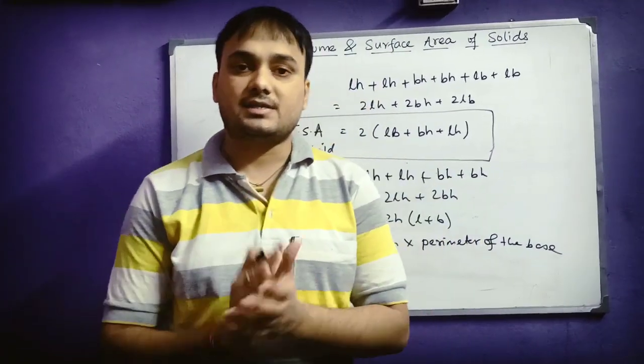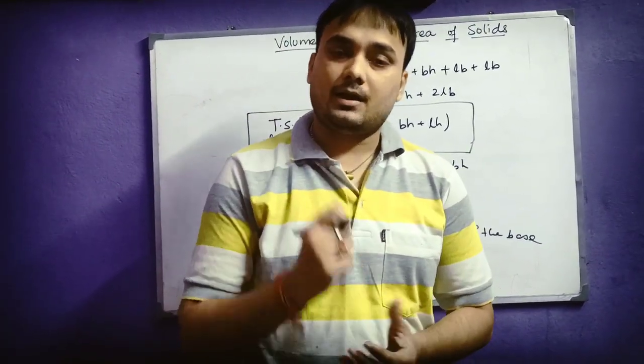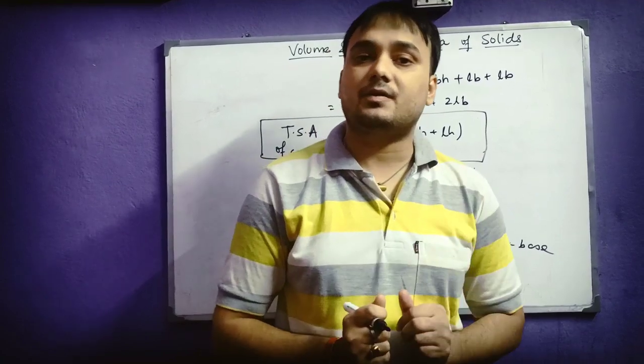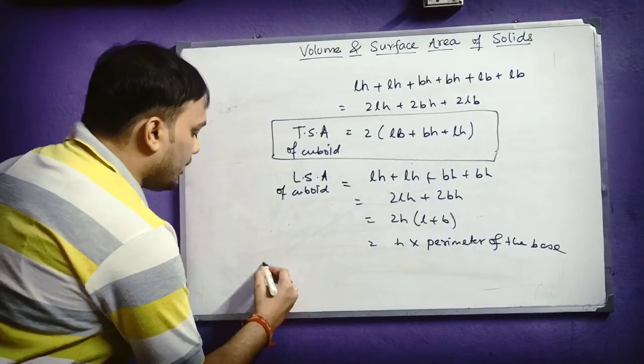So this was the concept of total surface area and lateral surface area, and the last one which is remaining is the volume of the cuboid.